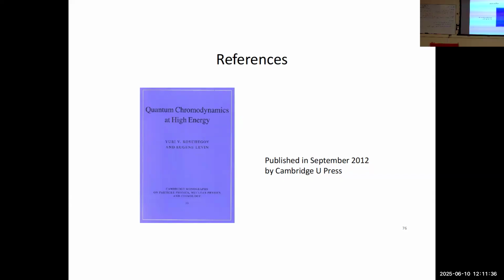Any other questions or comments? Yeah. This was the initial condition. Well, what about the boundary condition? This is the initial condition. There is no boundary, so it's a linear differential equation. In principle, of course, you need all these dipole amplitudes to be defined everywhere in the transverse plane for the integral to make sense.